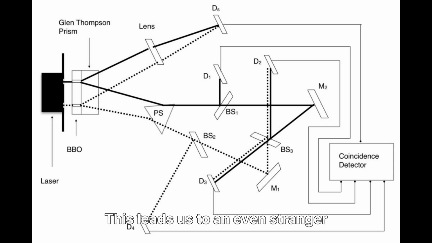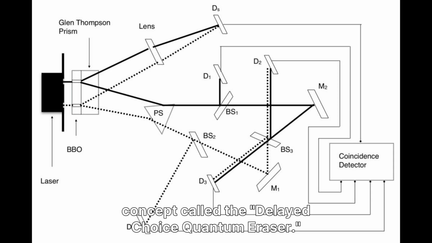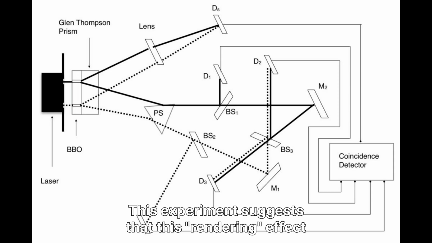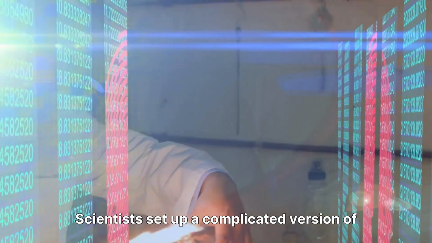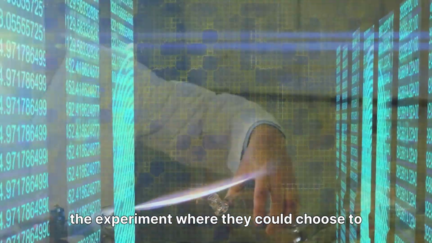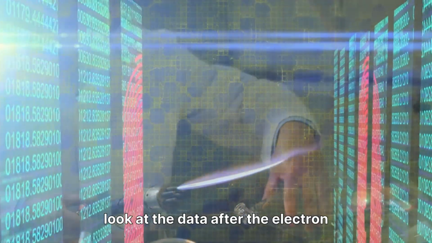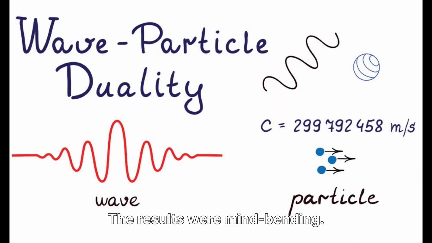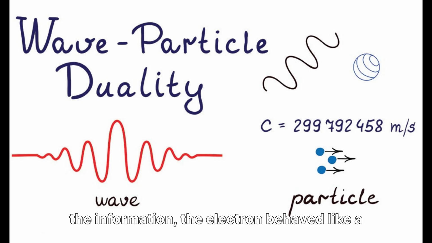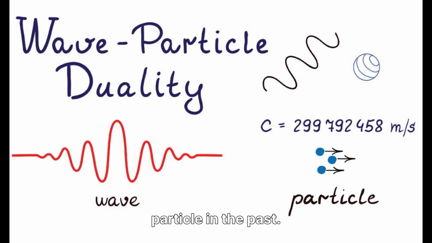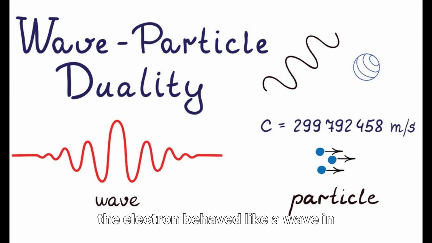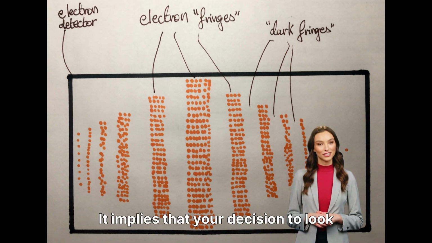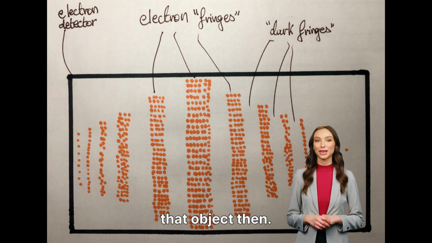This leads us to an even stranger concept called the delayed choice quantum eraser. This experiment suggests that this rendering effect can even travel backwards in time. Scientists set up a complicated version of the experiment where they could choose to look at the data after the electron had already hit the wall. The results were mind-bending. If the scientists decided to look at the information, the electron behaved like a particle in the past. If they destroyed the information without looking, the electron behaved like a wave in the past. It implies that your decision to look at something now creates the history of that object then.